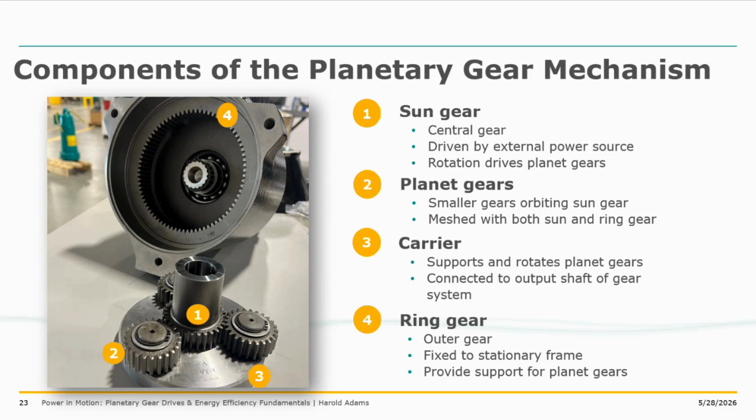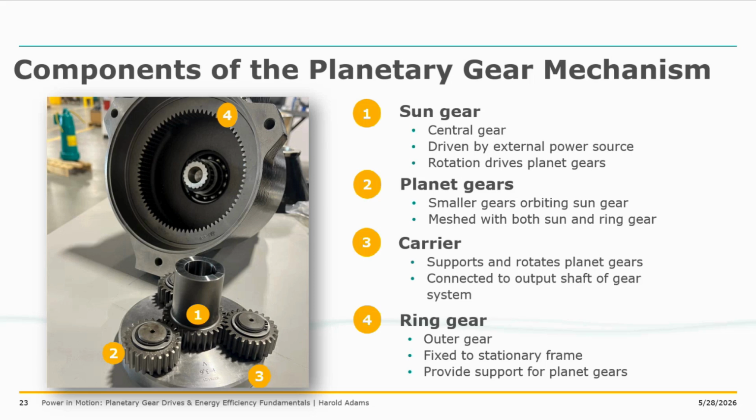The components of planetary gear mechanism. First and foremost, the sun gear. The sun gear is the central gear of the gearing system. It's driven by an external power source, i.e. a motor or servo, and its rotation drives the planet gears. The planet gears are the gears that orbit the sun gear. They're meshed with both the sun gear and the ring gear, creating the gear train. It's important to note that a unique feature of planetary gears is that they share the torque load equally.